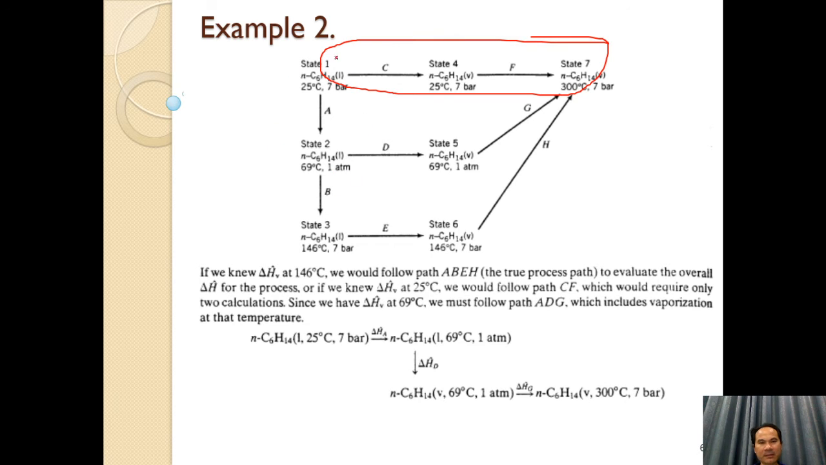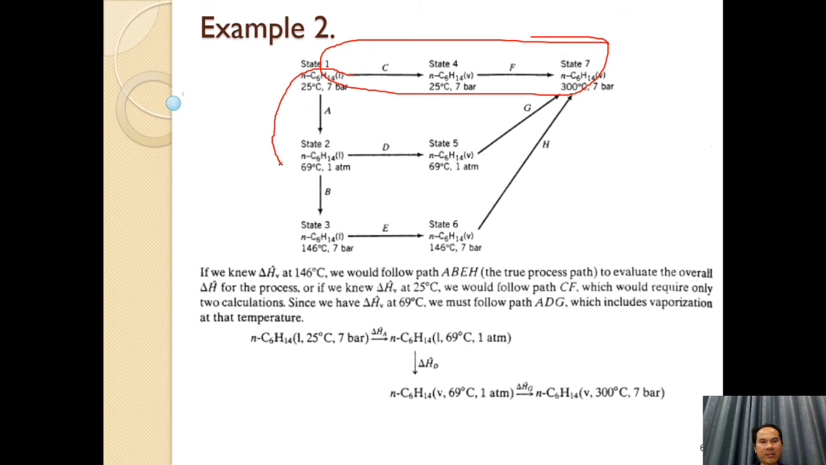They have two steps like this. From 25 to 25 at 7 bar or 7 atm approximately. And then you change the temperature, sorry, this is from 25 to 69. That's right. 25 to 69 first at 7 bar. Sorry, okay. First step, you have to change the pressure, that's at 25 degrees Celsius, 7 bar to 1 bar or 1 atm, and then you change the temperature from 25 to 69.